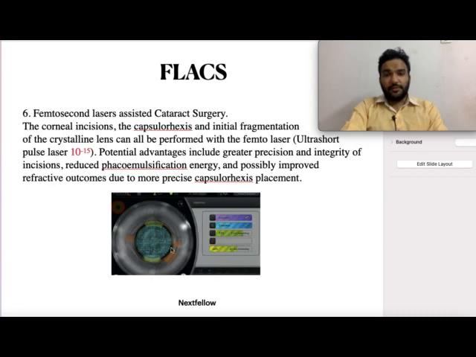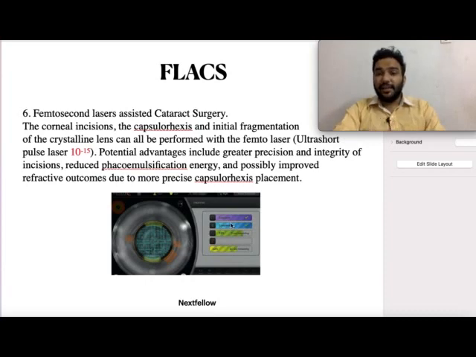The laser does it, using ultra short pulses, which is 10 to the power of -15. The incision, the capsular excess, and the phacoemulsification part of it are done by the femtosecond laser. All we have to do is just go inside, aspirate it, and then place the IOL. That is how it's easier for the surgeon.